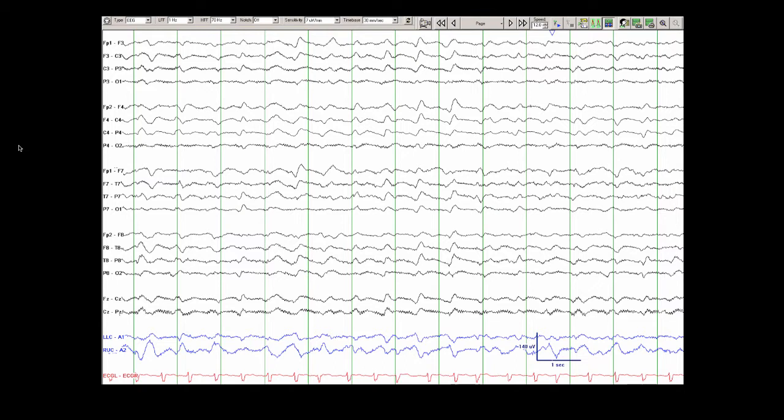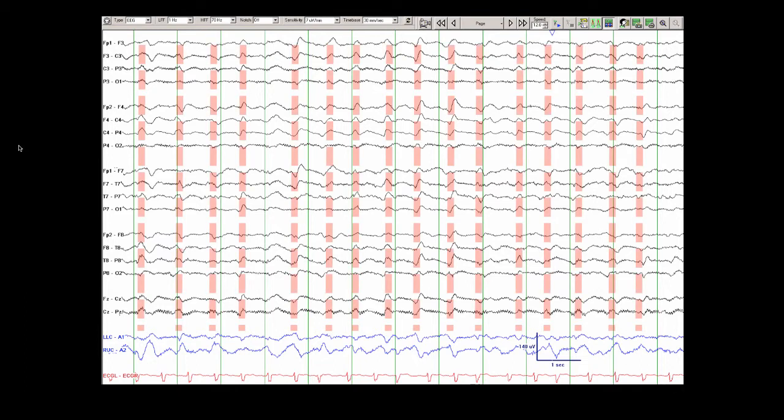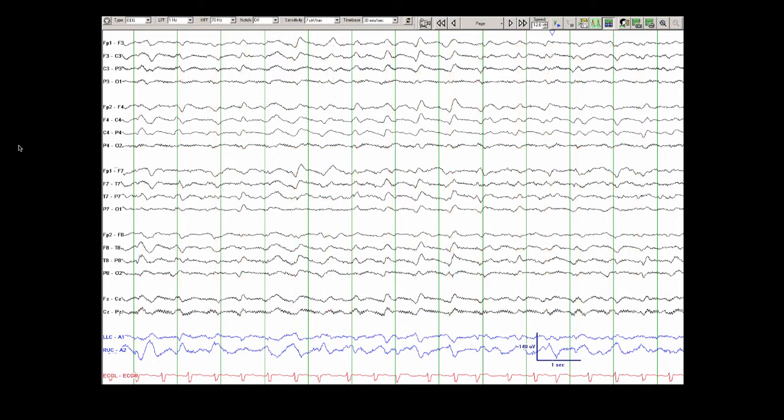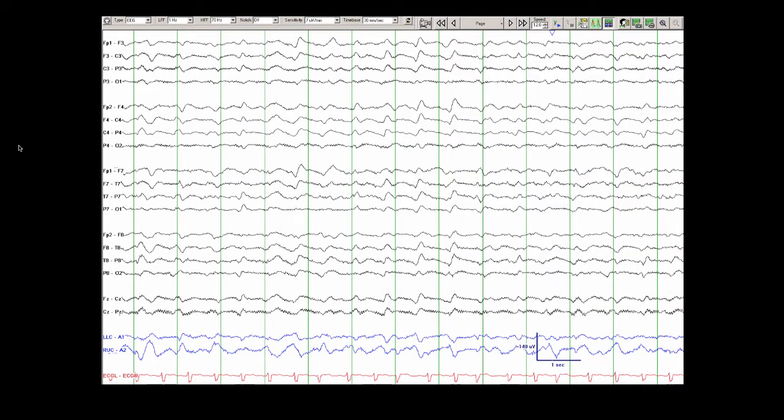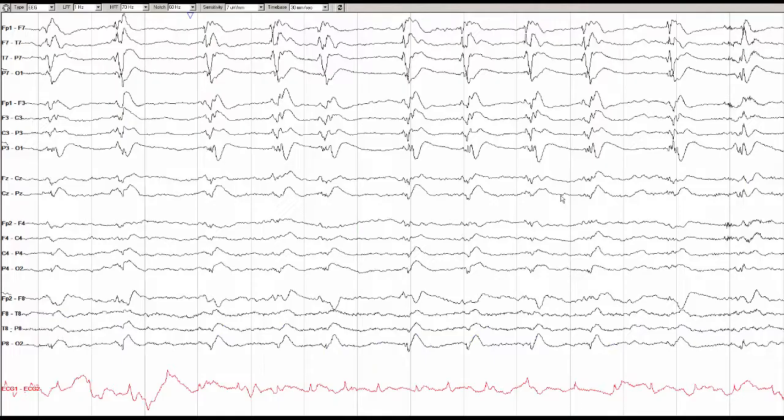These discharges are difficult to see until I point them out. Again, they are 1 Hertz, but they are much less sharply contoured and significantly lower voltage. In fact, they barely stand out from the background. This might suggest that this patient has a diffuse encephalopathy with some predisposition towards cortical irritability. The exact clinical significance of generalized periodic discharges is unclear and most likely depends strongly on the underlying clinical scenario.